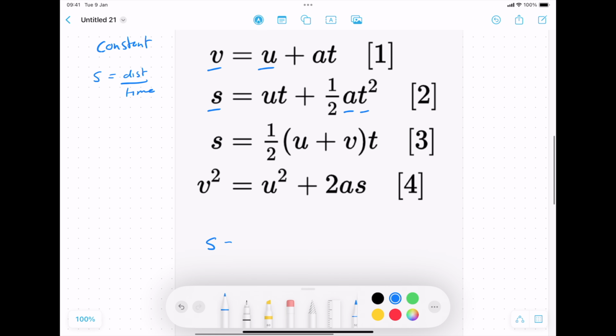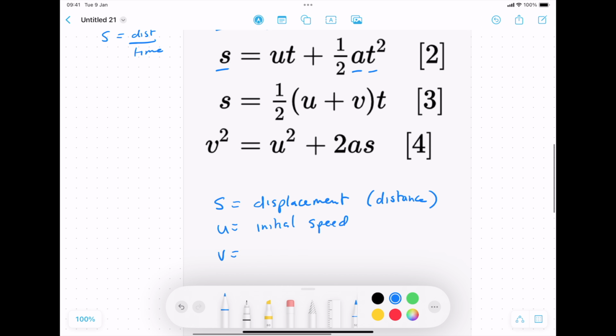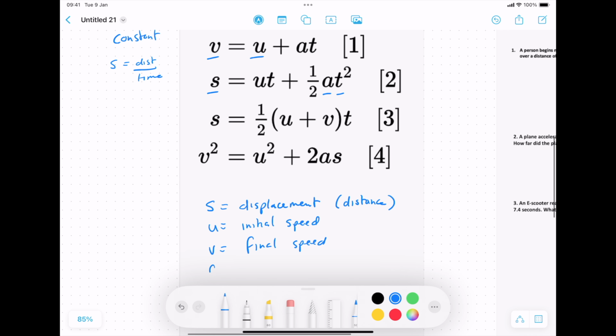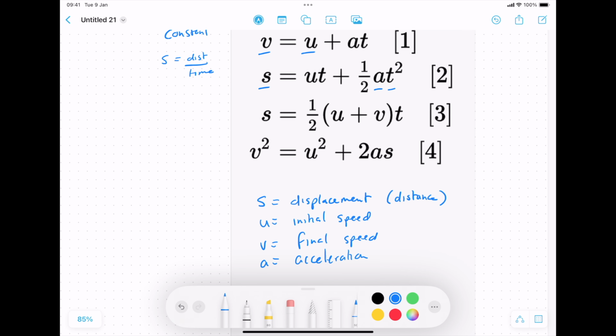S is not speed in this instance, it is displacement. And displacement is distance in a certain direction, so it's a vector. But you can think of it as distance for the level questions you see at GCSE physics and grade 10. U is the initial speed. Then we have V is the final speed, A, acceleration, and then finally T, unsurprisingly, time.